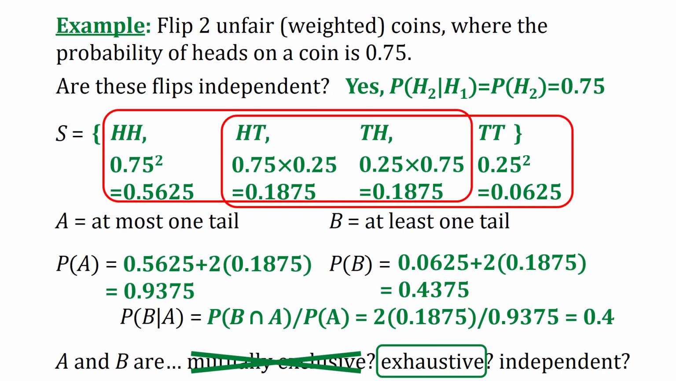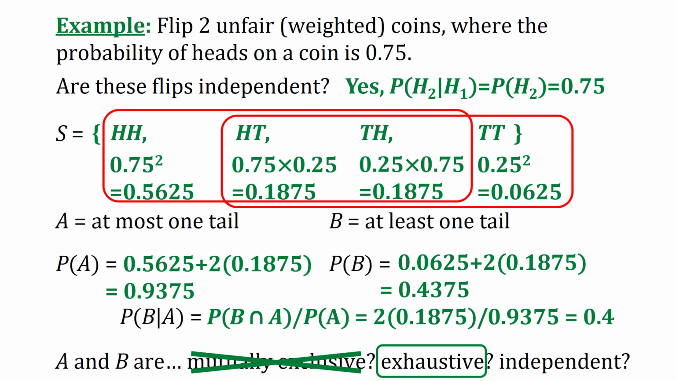One bonus question I don't have on this slide. Do A and B form a partition of the sample space? To be a partition, you have to be both mutually exclusive and exhaustive. A and B are just exhaustive, but not mutually exclusive, so they are not a partition.